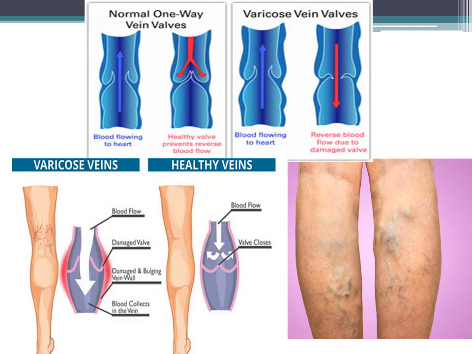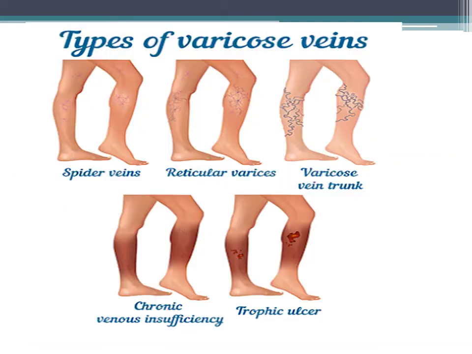So what is happening here? The valve is damaged, and there is damage and bulging of the vein wall. When there is damage, the walls of the vein start to bulge, and the blood collects in this vein and there is no adequate blood flow. Finally, the valve is also not functioning effectively, so there is this back and forth condition of clots.